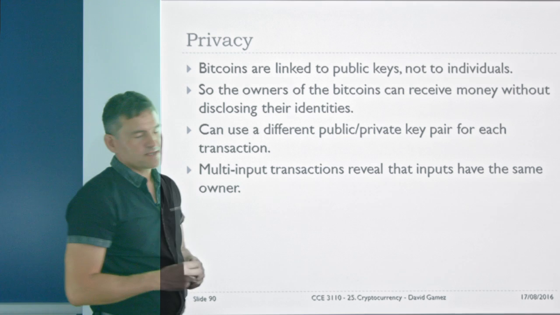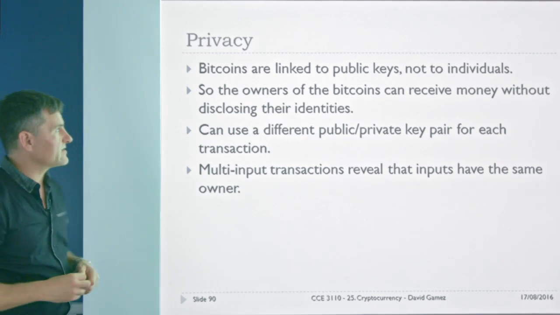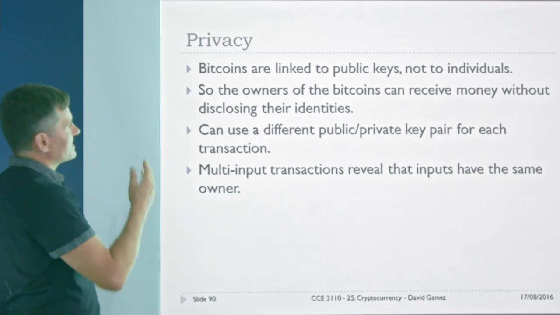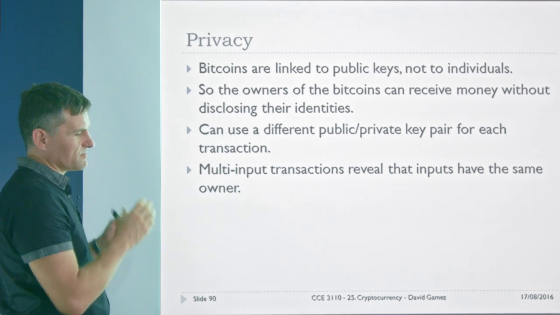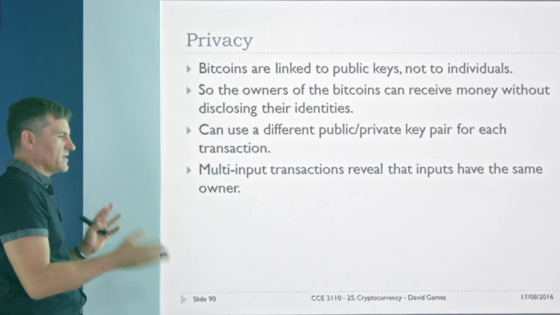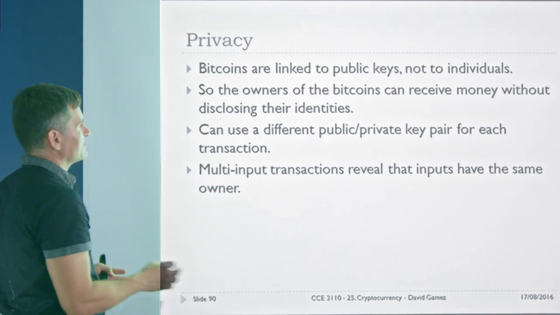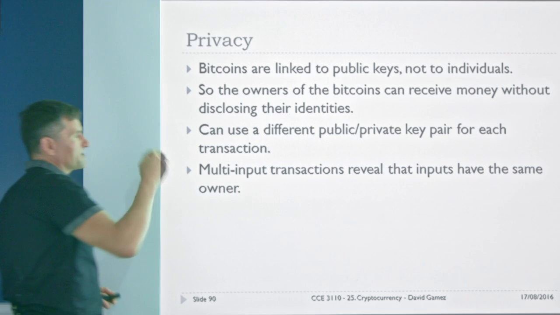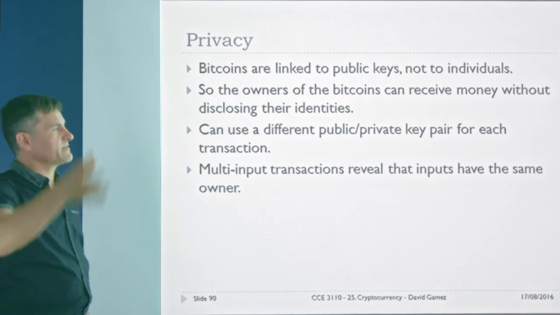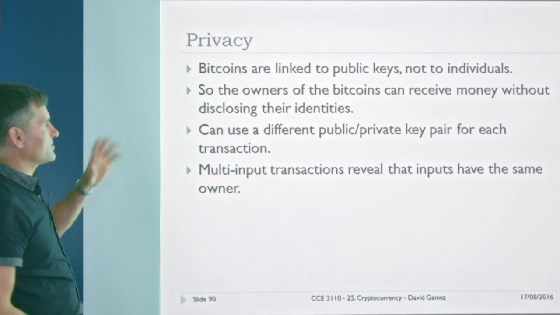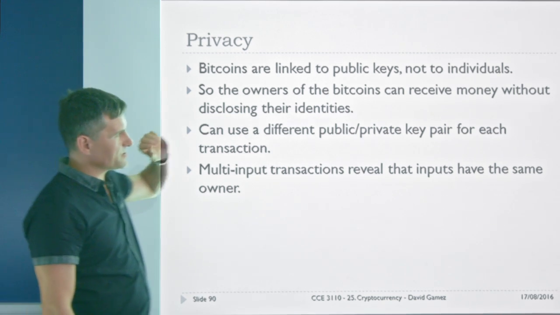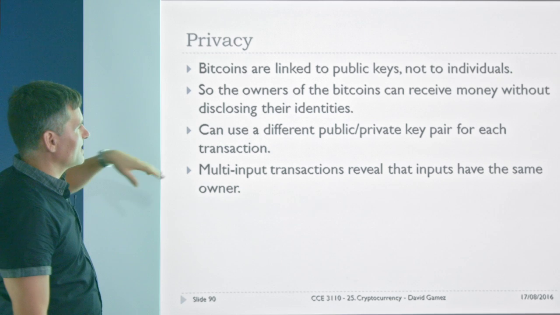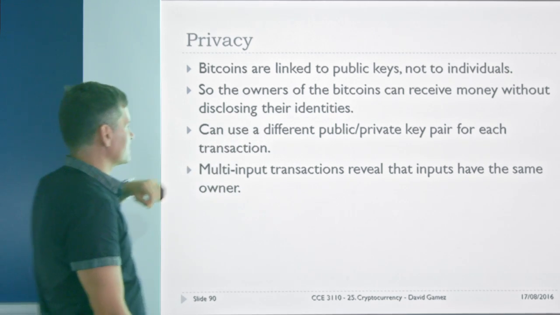So just to touch on privacy. Bitcoin's quite well known for being private, and it's mostly private, I think that's the most accurate way of saying it. Bitcoins are linked to public keys, not to individuals. All the transactions are transferring money to and from addresses, Bitcoin addresses, which are the hash of the public key. So there's no link to a person's name, address, telephone number, whatever. There's just a public-private key pair. So you can receive money with a public-private key pair without disclosing your identity, and you can use a different public-private key pair for each transaction.